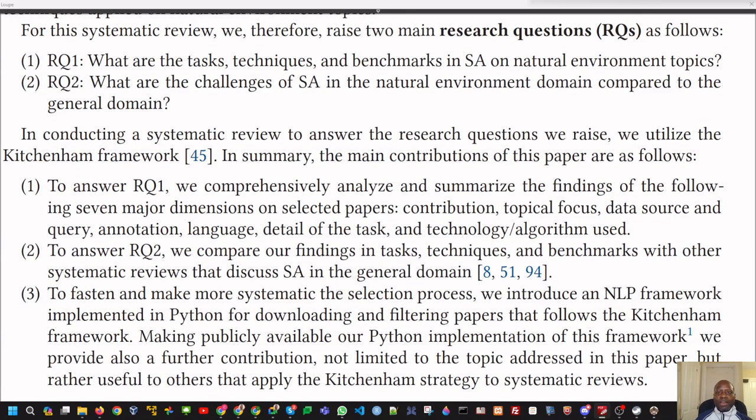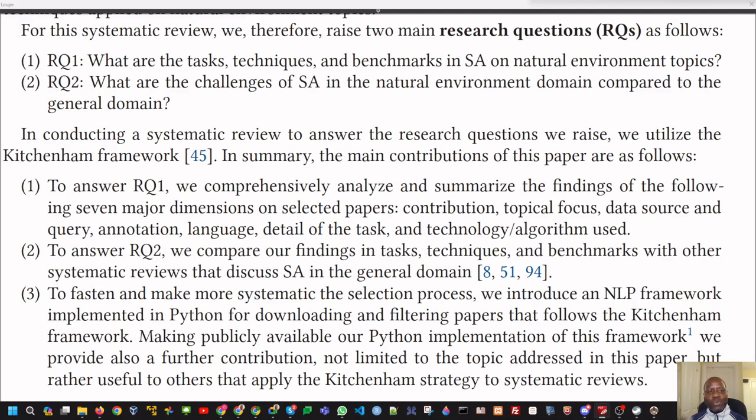So there are 2 main research questions that they are interested in. The first one is, what are the tasks, techniques, and benchmarks in sentiment analysis on natural environment topics? And the second question is, what are the challenges of sentiment analysis in the natural environment domain compared to the general domain? So those are 2 broad questions.